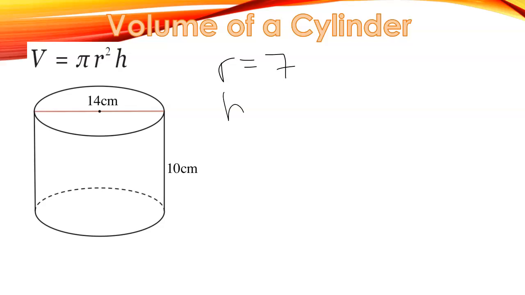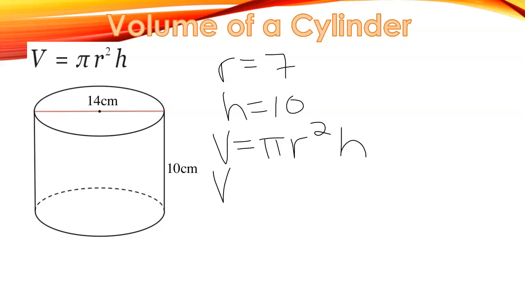I know h equals 10. Pi is always the same, and then we're looking for V. So we're going to plug in what we know. V equals pi r squared h. And I'm going to plug in what I know. I know that V equals pi times 7 squared times 10.